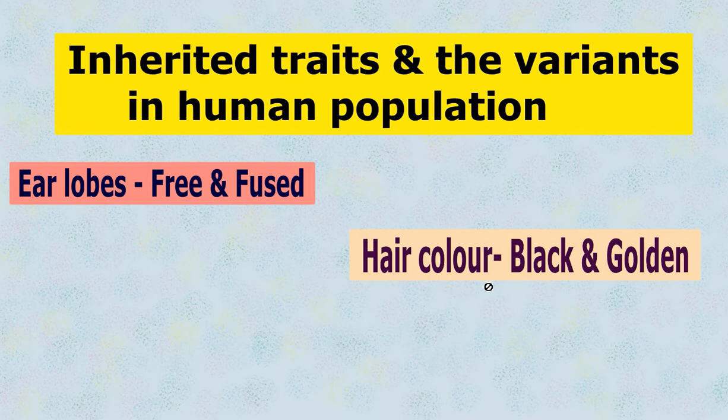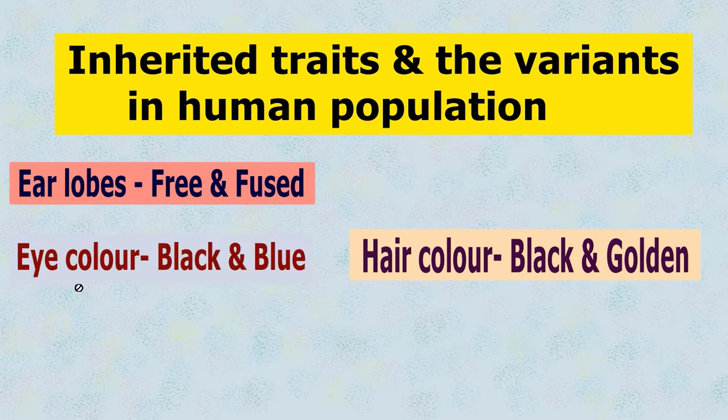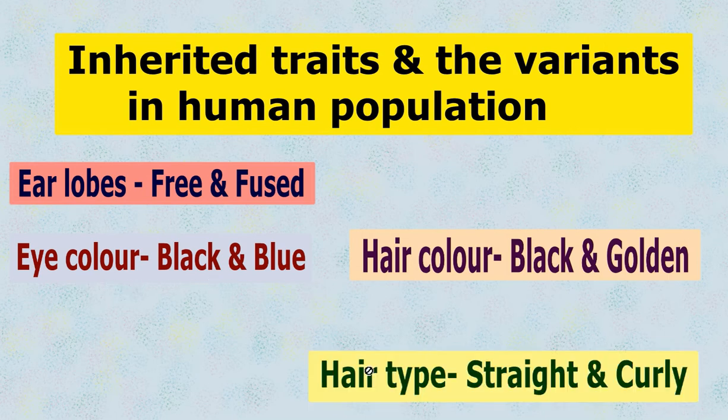Similarly, hair color is also one of the inherited traits. Its various variants may be black hair or golden hair, or in Asian countries we may observe different shades of brown hair color. Eye color is also an inherited trait. Different eye colors may be observed, like black and blue. Hair type is also an inherited trait. Its variants may be straight hair or curly hair. Height is also one of the inherited traits.